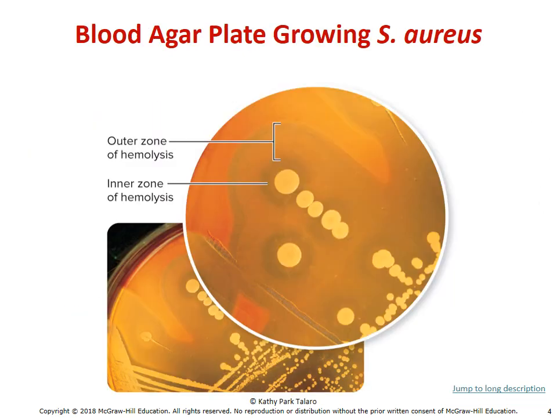So you can see here how we have Staph aureus affecting blood, so we get that hemolysis or zones of clearing. Again, there's an inner and an outer zone of hemolysis with this particular strain.